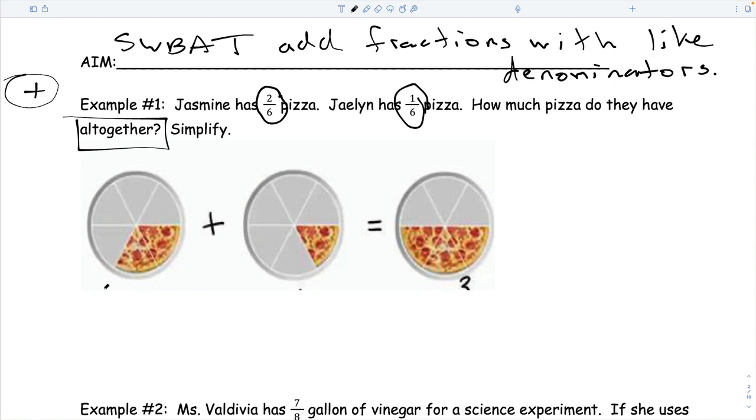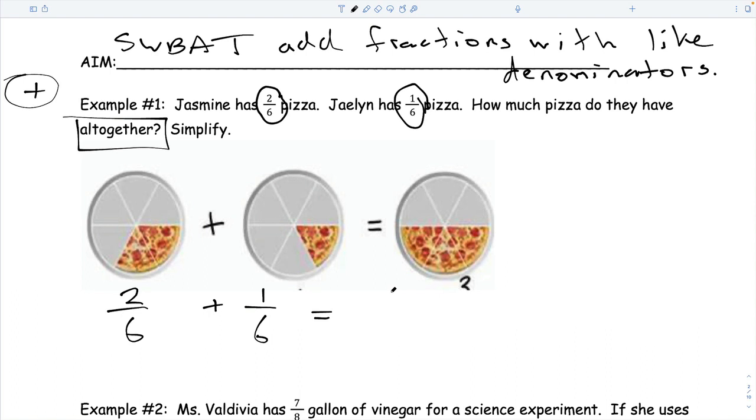This pizza right here represents 2/6. There are 2 pieces out of 6 total. Put 2/6 underneath. This pizza over here represents 1/6. Put 1/6. When you add fractions, you do not add the denominators because there's still 6 total slices. There's not 12, but you are going to add the numerators.